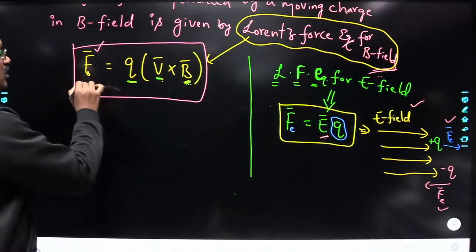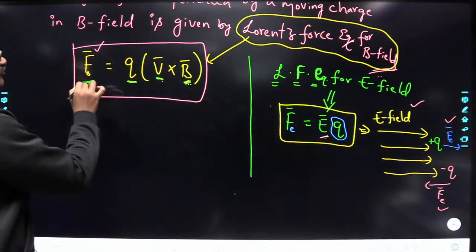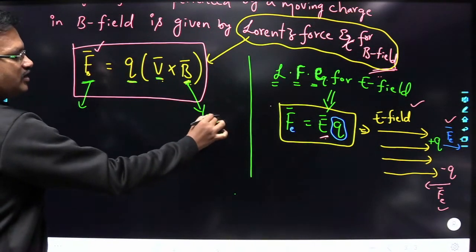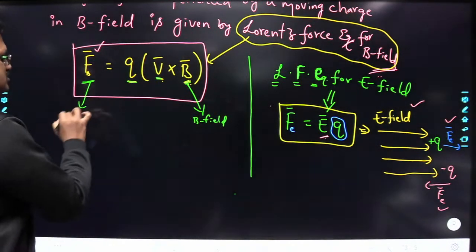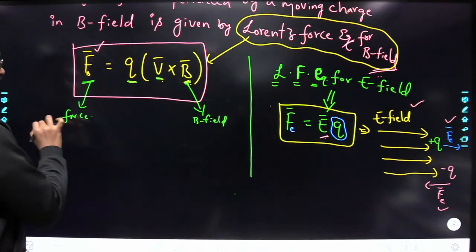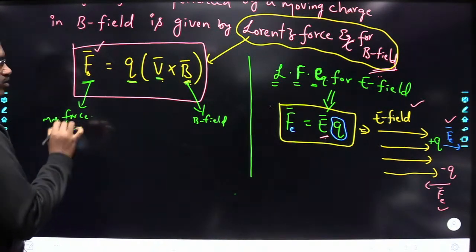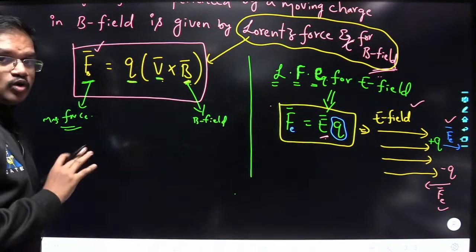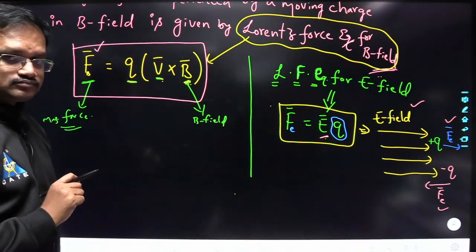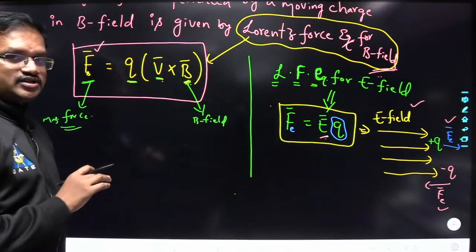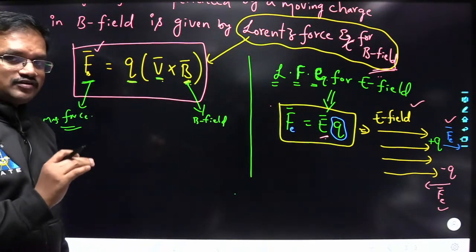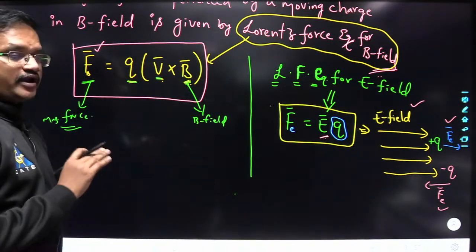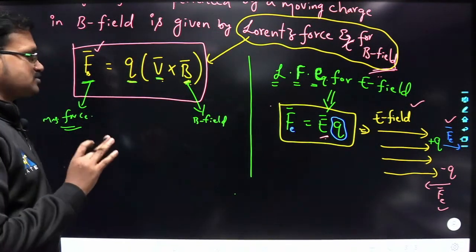So here this is the force direction, and this is the field. This is the B field, and this is the magnetic force. Yes or no? Now, the direction of the magnetic force and the direction of the field, how are they here? Are they along the same direction or not along the same direction? Just tell me the answer here.